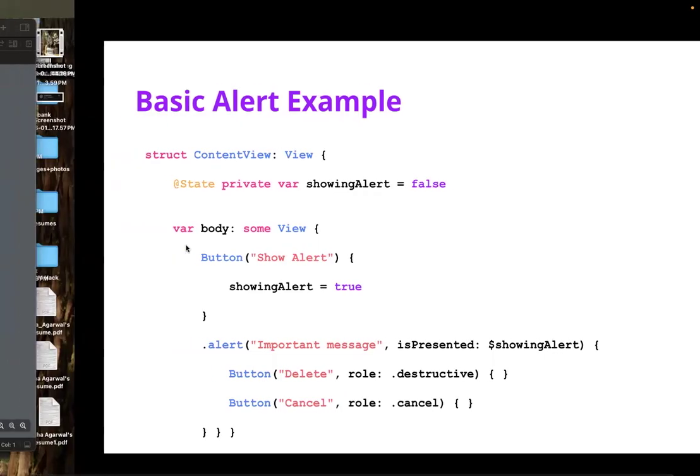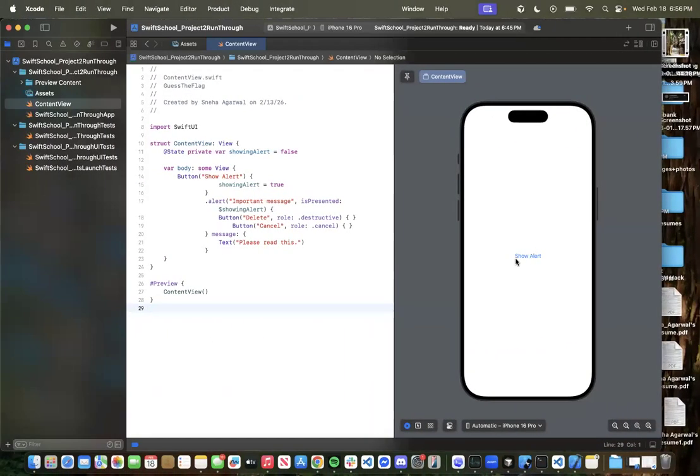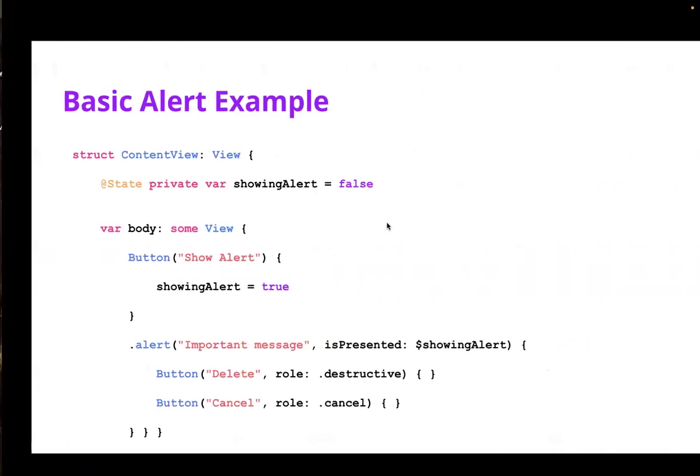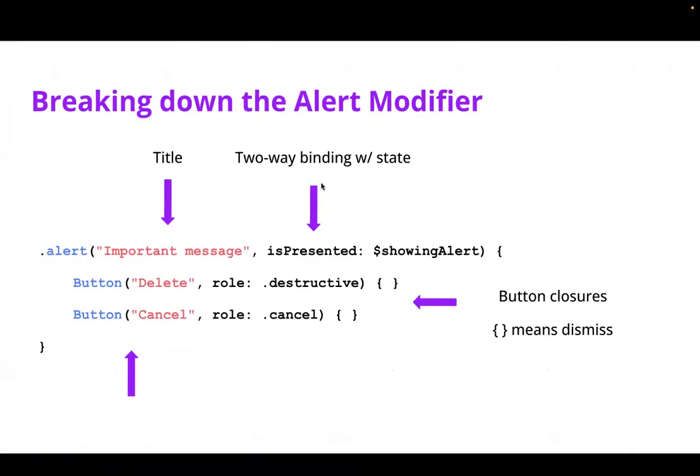Just to show you guys what that looks like, here, this is the button showing alert, and it's initially false, but as soon as I click it, it turns to true, and then this alert pops up and it says important message, please read this, and then has our two options for cancel or delete. Okay.